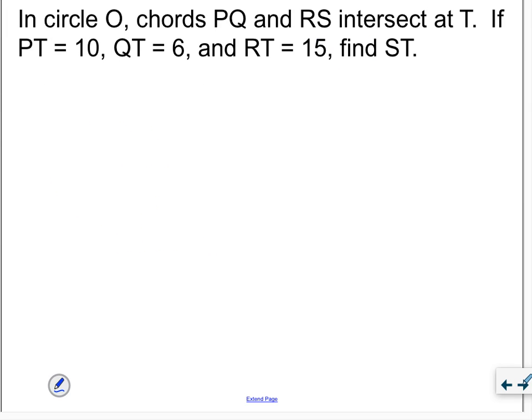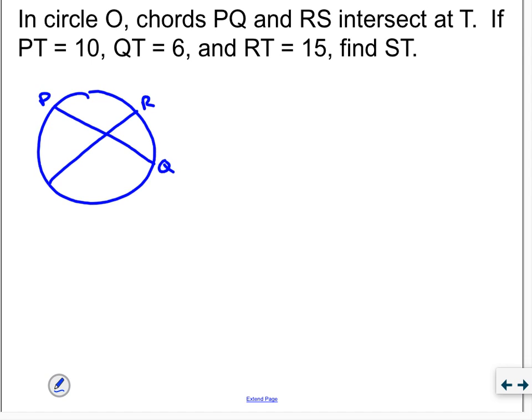Let's try one. So we'll start by drawing our circle. We have chords PQ and RS, and they intersect at point T. PT has a length of 10. QT has a length of 6. RT has length of 15. Note, diagram not drawn to scale. Find the length of ST. I'm going to call ST's length X.